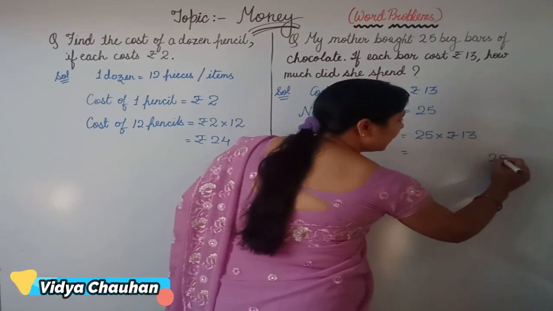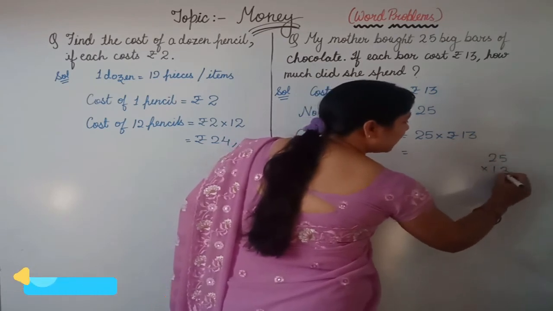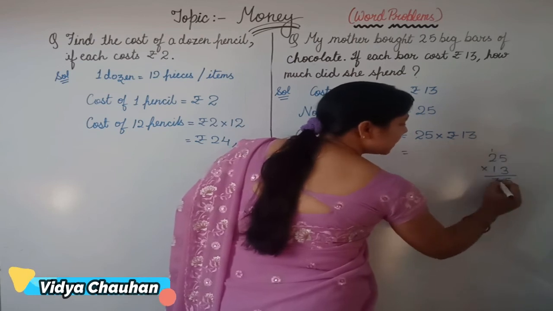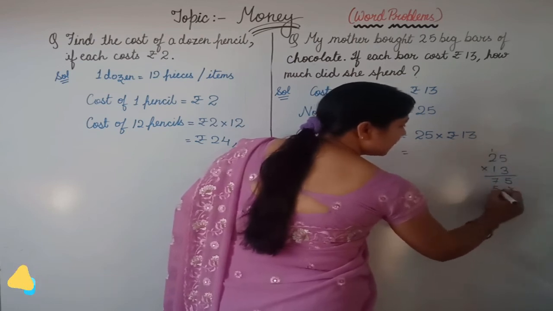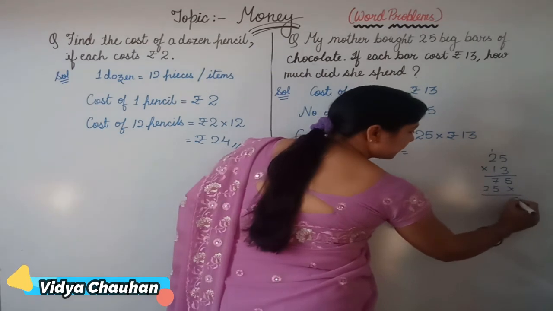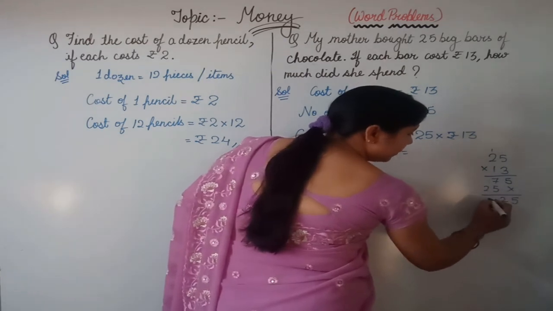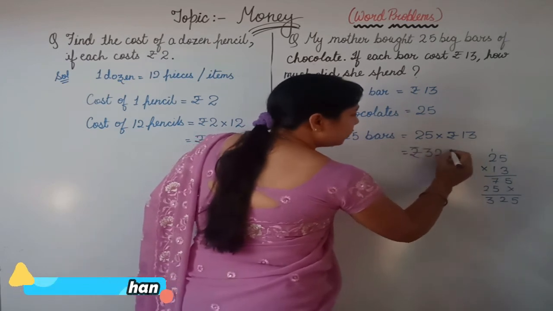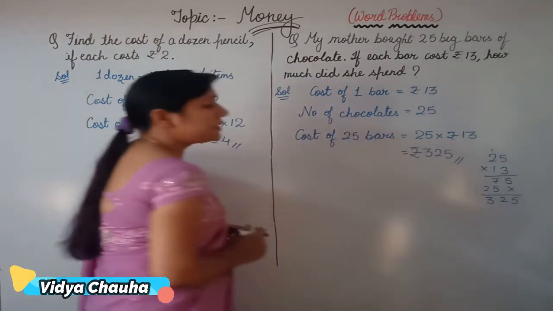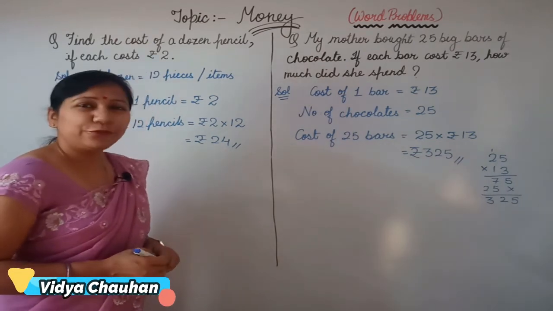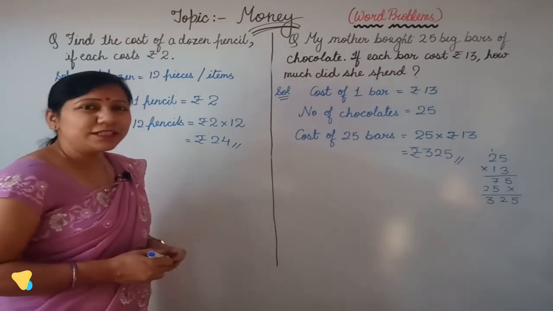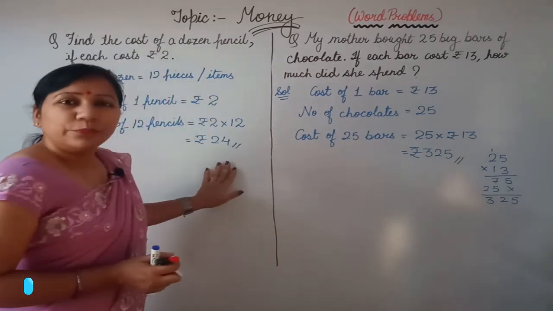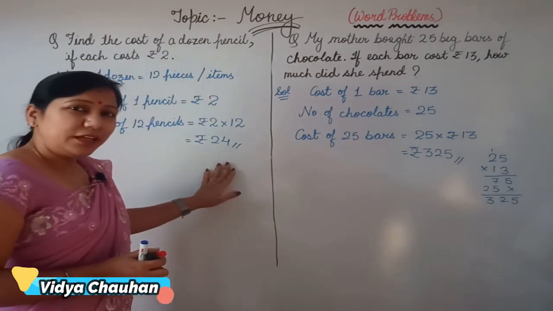If you multiply it here, 25 multiplied by 13: 3 fives are 15, a carry, 3 twos are 6, plus 1 is 7, 1 five is 5, 1 two is 2, so 325. So what is the total cost of 25 bars? It is 325. Understood students? So I hope both the questions related to money are clear in your mind.